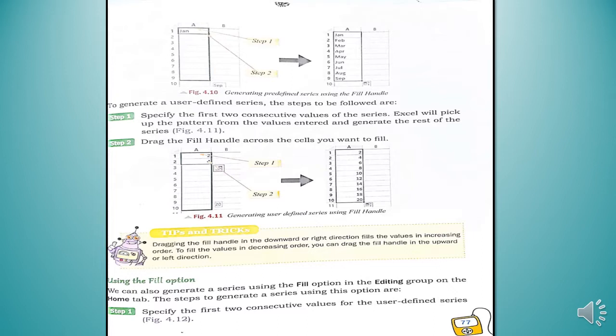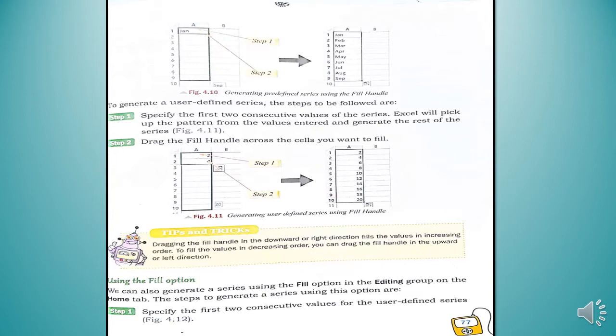So to generate a user-defined series, the steps to be followed are: Step 1. Specify the first two consecutive values of the series. Excel will pick up the pattern from the values entered and generate the rest of the series. It means you have to create the first two consecutive values and by using the autofill feature you can create many more cells.